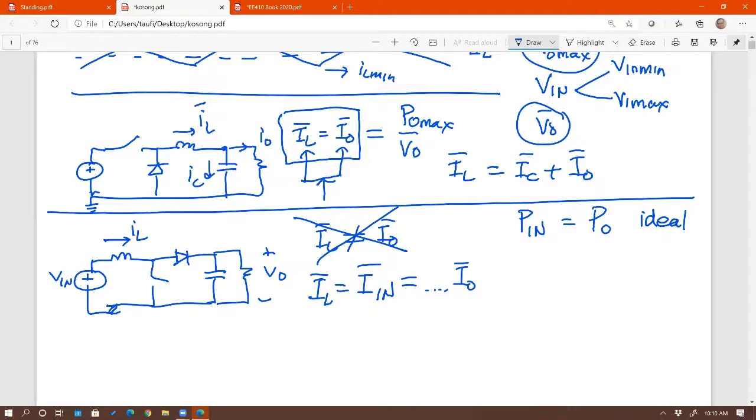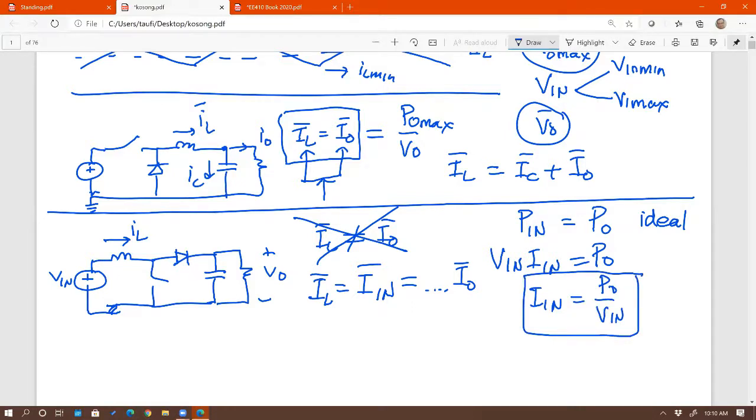Ideal analysis, under ideal condition. There you go. So therefore, we know that P in is equal to P out. If that is the case, then I know that V in times I in is equal to P out. And watch, look what happens here. I in is equal to P out over V in. Isn't that good news for us? Because now I know how to relate IL with parameters that are given in the design specifications, namely P out and V in. You see that? Cool, huh?